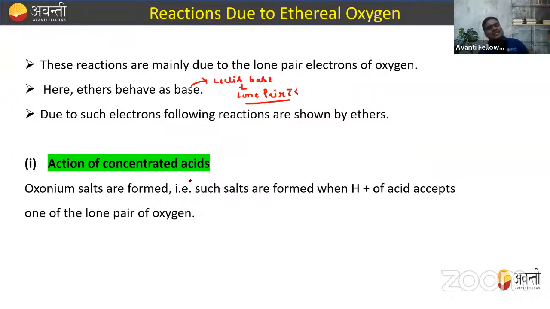The first one is action of concentrated acid, right? That is the action of concentrated acid. So basically, oxonium salts are formed, right? Such salts are formed when the H plus of acid accepts one of the lone pair of oxygen, right? So how will this form? Basically, we know that acid has a proton donating capacity, right? So such salts are formed when the H plus of acid accepts one of the lone pair of oxygen.